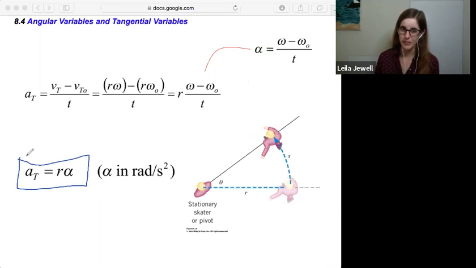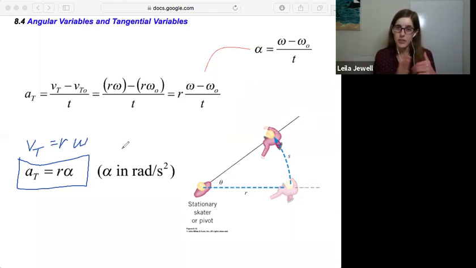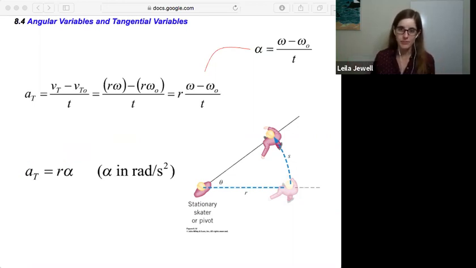Notice the similarity in form here. The tangential variables are just r, the radius, times the angular version of the variables. So the radius tells you how large the tangential quantity will be. As you move further and further out, you get a larger tangential speed and a larger tangential acceleration as well. Let's try this out with an example.